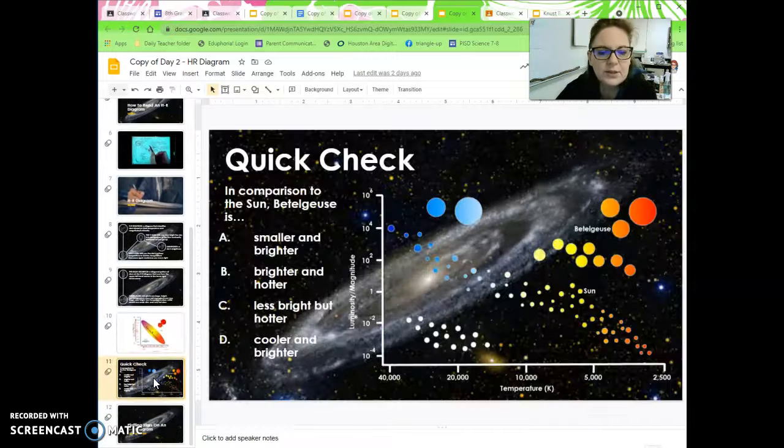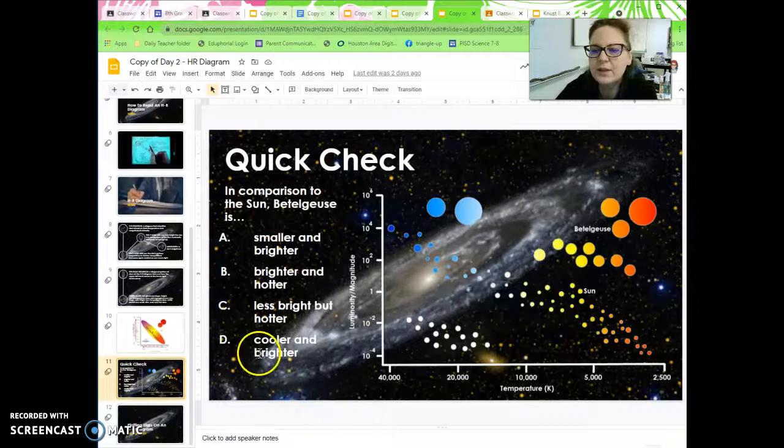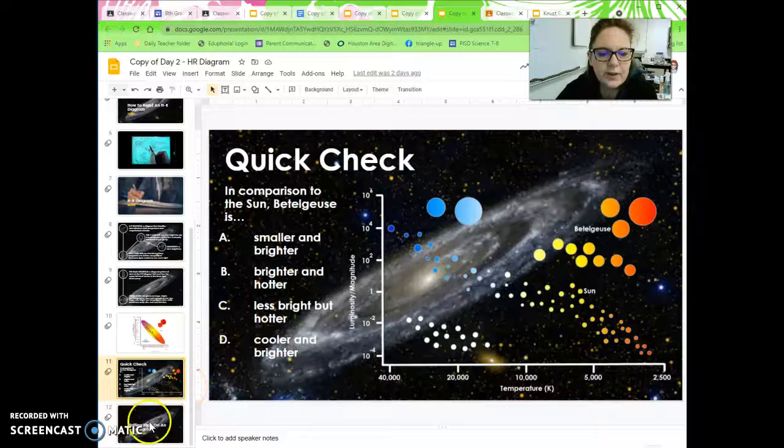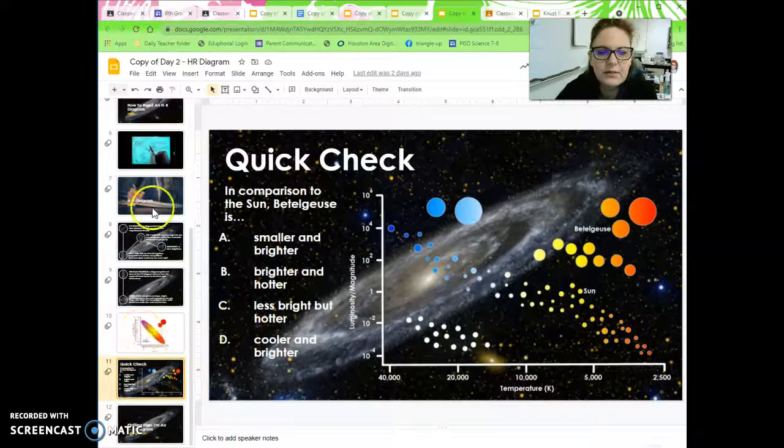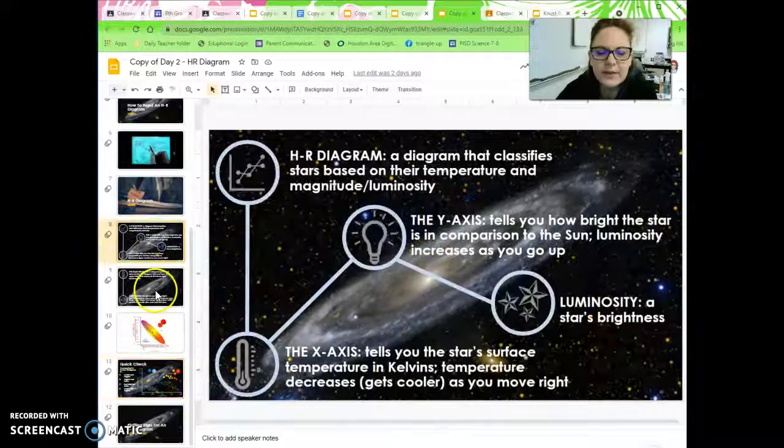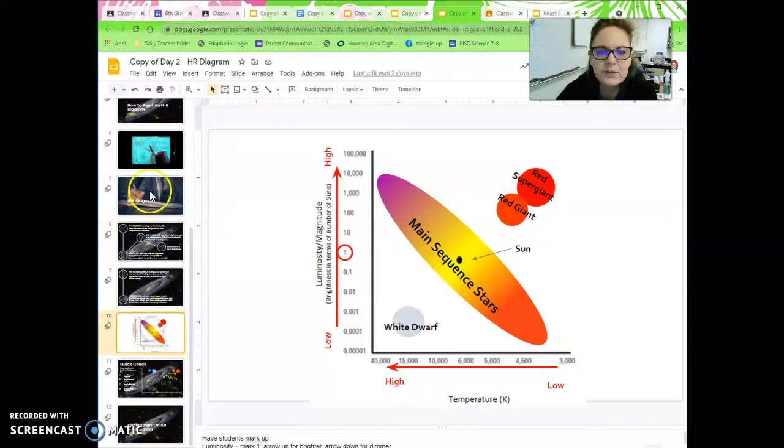And you can pause this if you need to. And then you will do your quick check at the end. So again, any of these last three, rewind if you need to, pause if you need to, go back and check those, and then you'll be able to do that quick check.